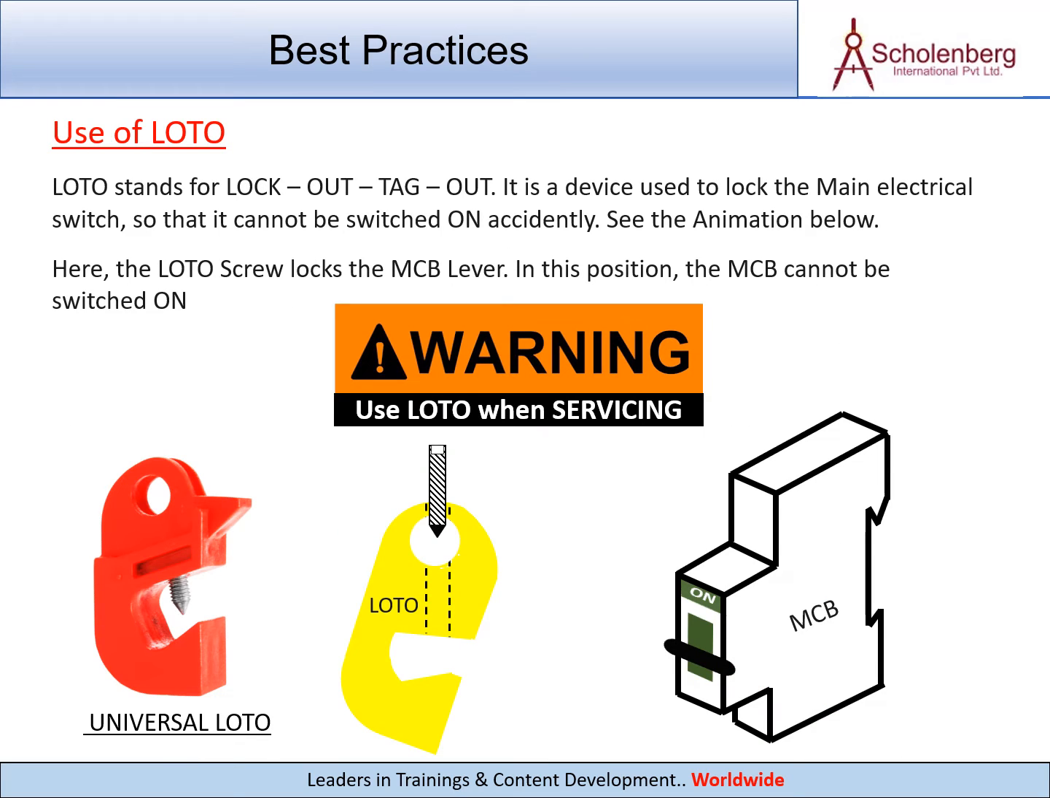Use of LOTO. LOTO stands for lock out, tag out. It is a device used to lock the main electrical switch, so that it cannot be switched on accidentally. See the animation below. Here, the LOTO screw locks the MCB lever. In this position, the MCB cannot be switched on.